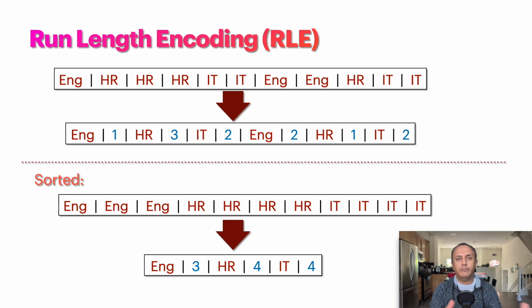Of course, there are middle grounds which can also be good. The data doesn't have to be sorted for RLE to work well, but as long as you have a large number of repetitions for every value that you encounter, like if you, let's say, found engineering 10 times, followed by HR 20 times, followed by engineering again 10 times, and so on, then this should be good enough to give you a good compression ratio.